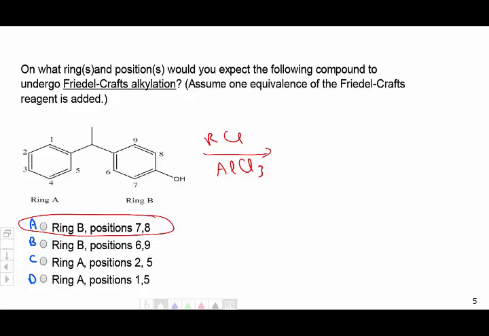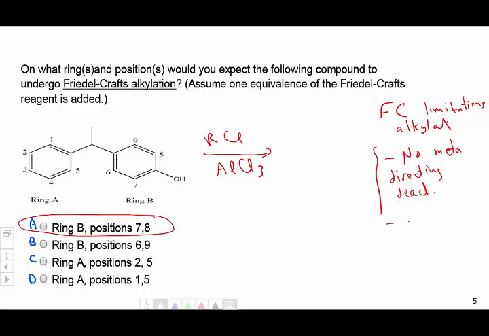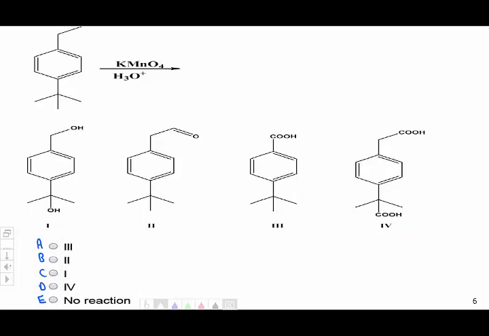So please do so. And one of the things that you should write on your scrap paper is the Friedel-Crafts limitation for alkylation: no meta-directing deactivators, and no NH2, NR2 or NHR on the benzene ring.